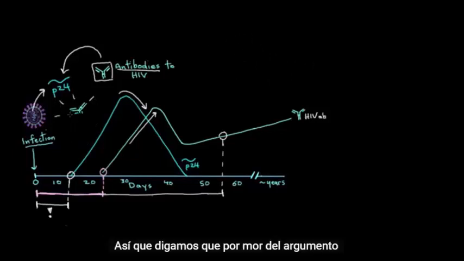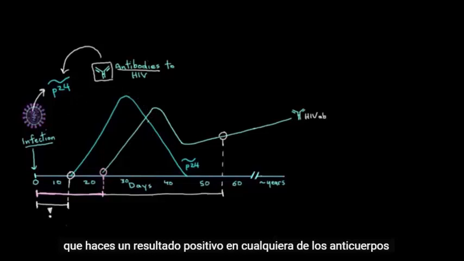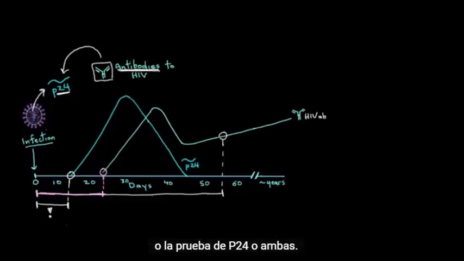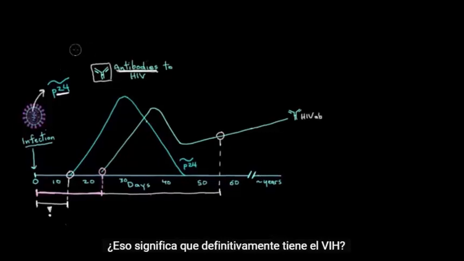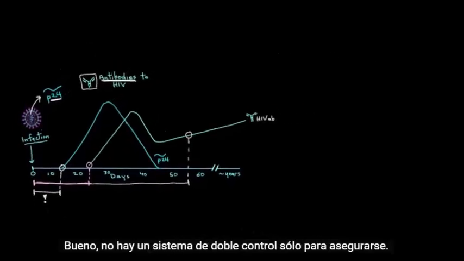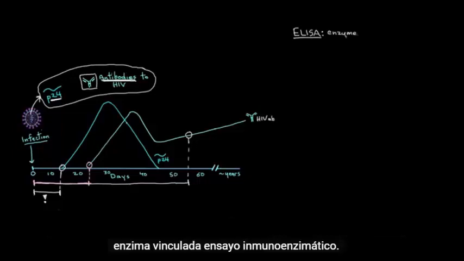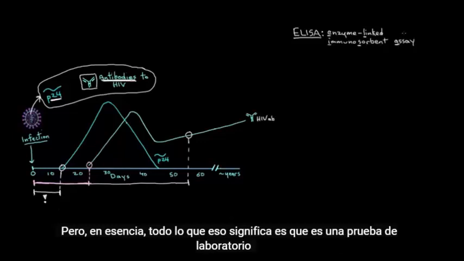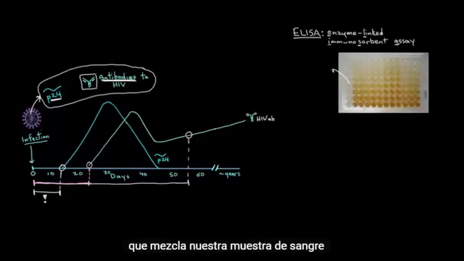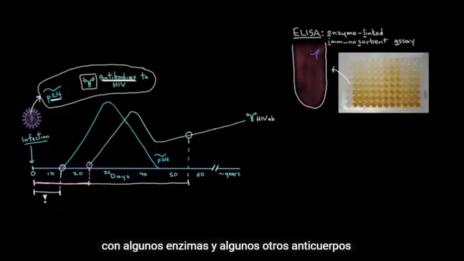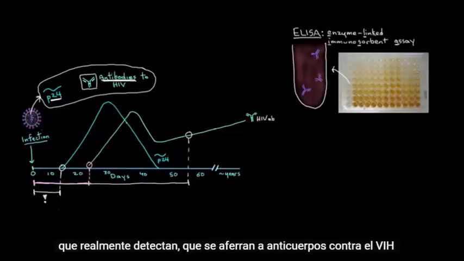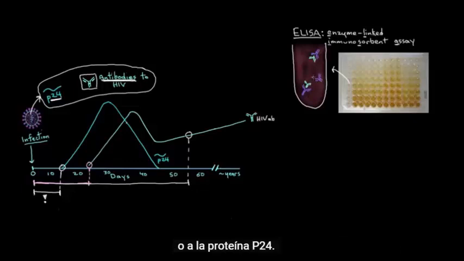So let's say, for argument's sake, that you do test positive on either the antibody or the P24 test, or both. What happens then? Does that mean you definitely have HIV? Well, there's a system of double checking just to make sure. So these antibody tests are done by a process called ELISA, enzyme-linked immunosorbent assay. And that's a huge mouthful of words, but essentially all that means is it's a lab test that mixes our blood sample with some enzymes and some other antibodies that actually detect, they stick to HIV antibodies or to the P24 protein.